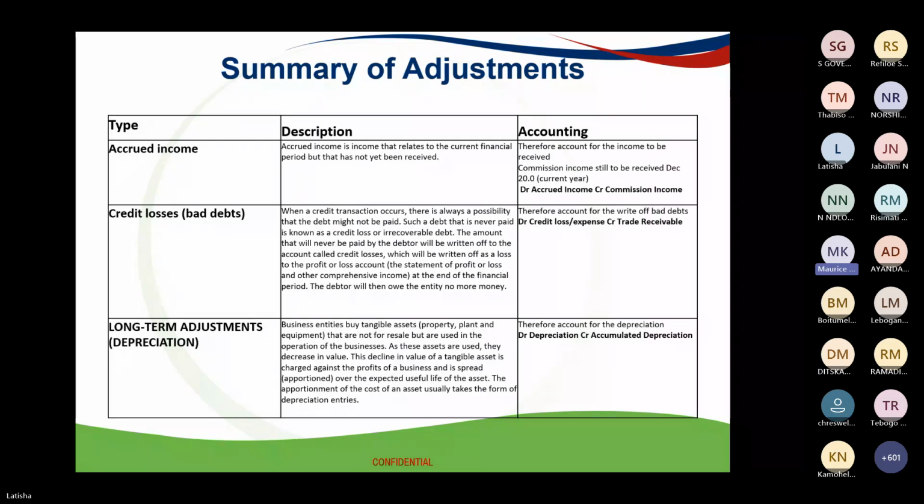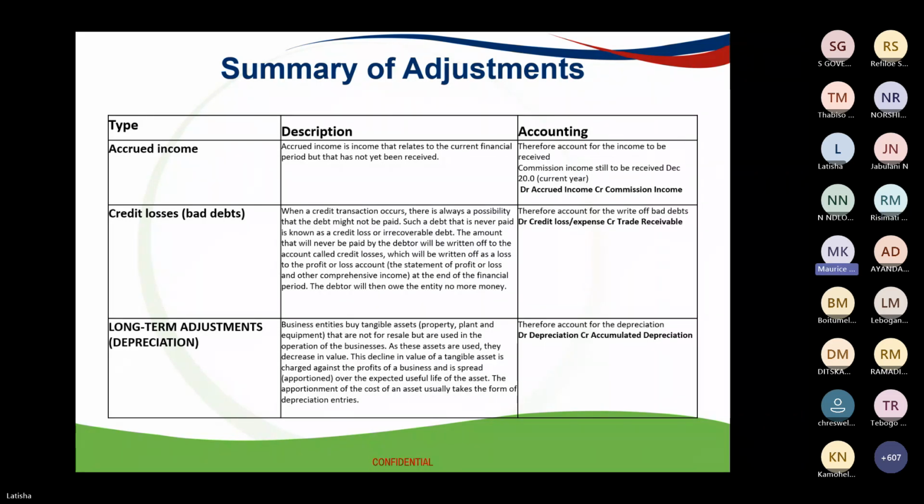This decline in value of a tangible asset is charged against profits of the business and is spread or apportioned over the expected useful life of the asset. The apportionment of the cost of the asset usually takes the form of a depreciation entry. So if we estimate that a particular asset's useful life is going to be 5 years, that means we're going to be depreciating that asset every year by 20%.